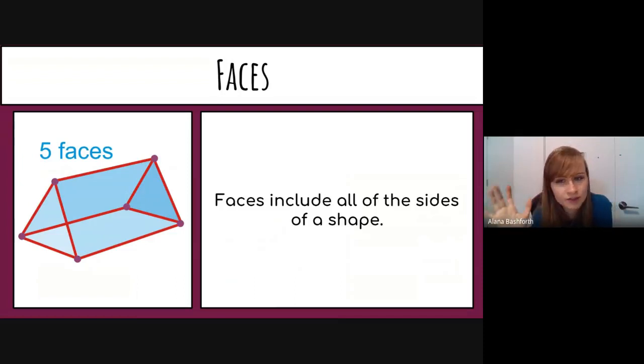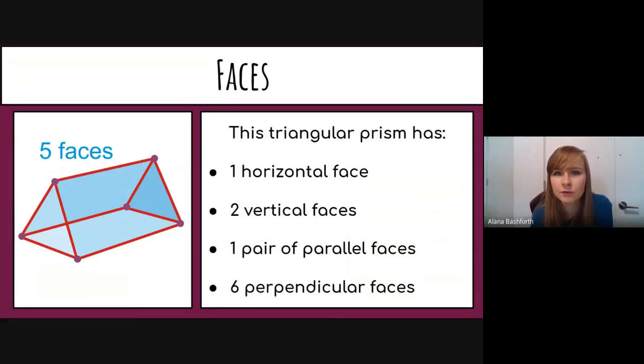Faces include all of the sides of a shape, so this triangular prism has five faces: the two triangles and the three rectangles equal five total faces. We're also going to look at how many are horizontal, vertical, parallel, and perpendicular, which you learned about last lesson. This one has one horizontal face, and that is at the very bottom. It has two vertical faces, straight up and down, and that's the two end pieces, the two triangles, and it has one pair of parallel faces.